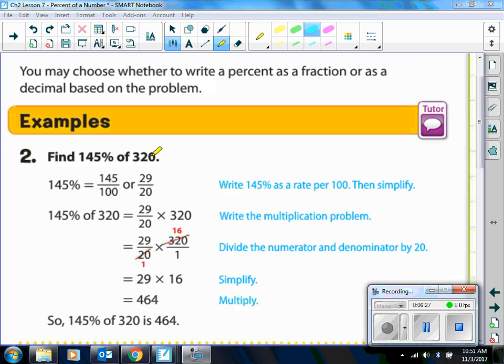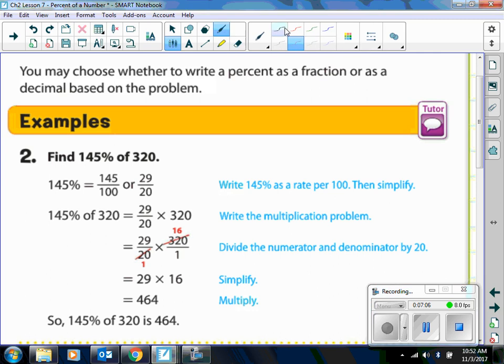So before we go over this example, if I have 145% of 320, is my final answer going to be greater than 320, or is it going to be less than 320? It's going to be greater than 320, because how much is 100% of 320? 320. So if I have 145% of 320, does that make sense? That means that we're going to have more than 320. You got that?